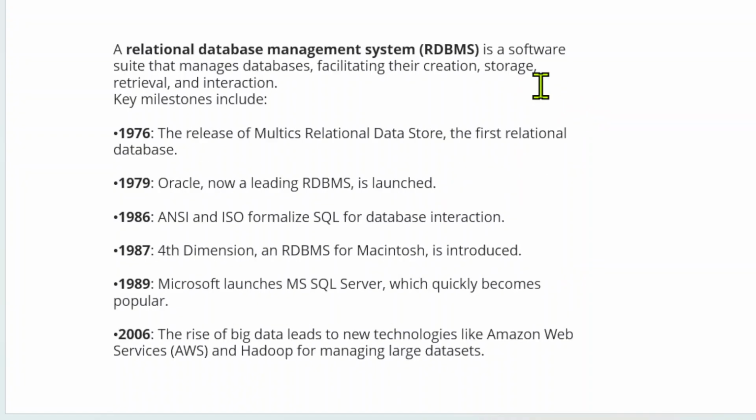The relational database management system software suite facilitated the storage, and here's a history of that. The first one, 1976, was the release of Multics Relational Data Store, the first relational database released. In 79, Oracle, now the leading RDBMS, was launched. In 86, ANSI and ISO formalized SQL for database interaction. Before then, SQL had its own flavors. It still has its own flavors, but they're not as far off from each other as they used to be. In 87, Fourth Dimension, the first RDBMS for Macintosh, was introduced.